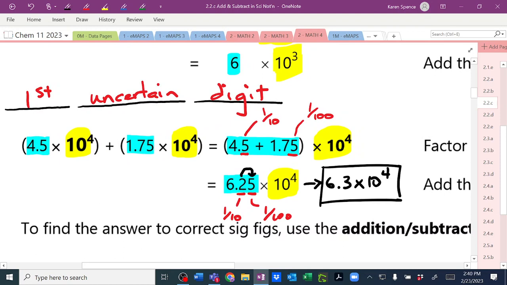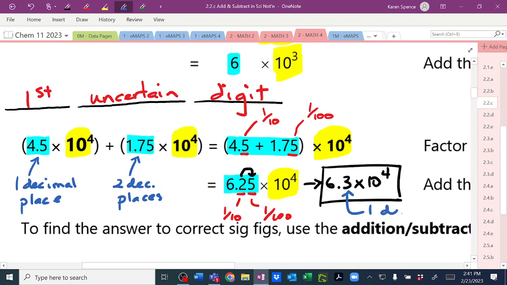Now, you could have done this using the decimal place rule as well. How many decimal places in 4.5? 1 decimal place. How many decimal places in 1.75? 2 decimal places. And then in our final answer, we have 1 decimal place.